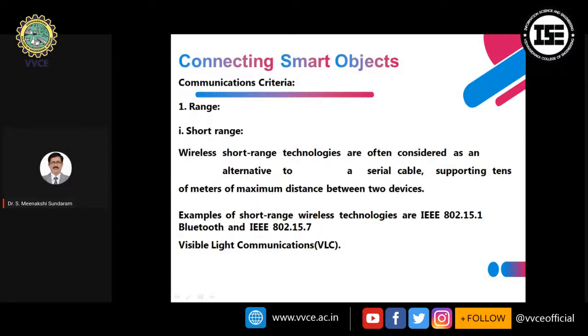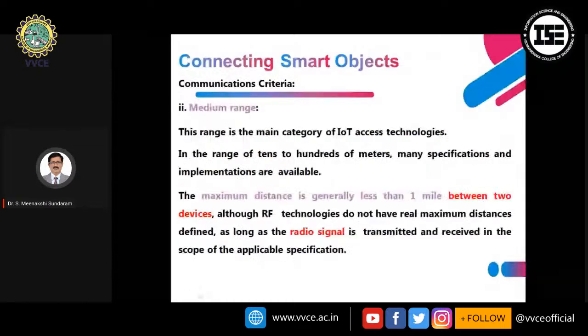IEEE 802.15.1 Bluetooth and 802.15.7 visual light communications, VLC, which is a recent trend. Similarly, medium range is less than 1 mile. So the maximum distance is generally less than 1 mile between two devices, which use radio frequency signals for transmission.